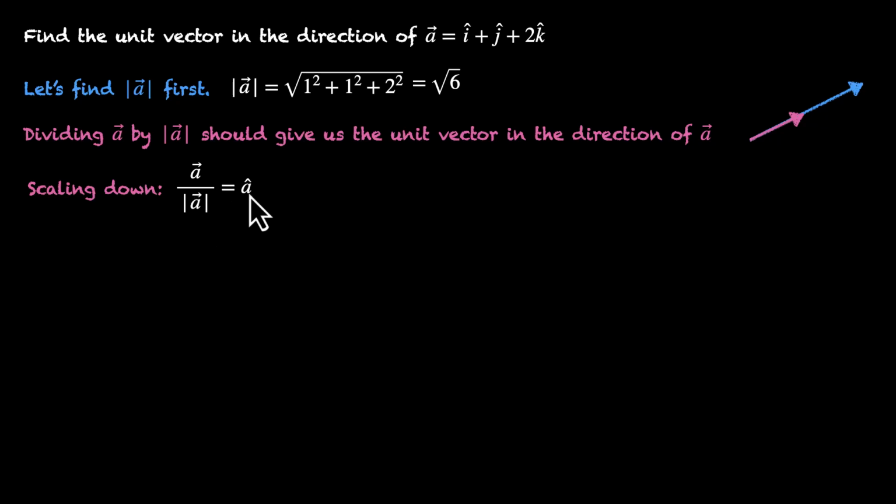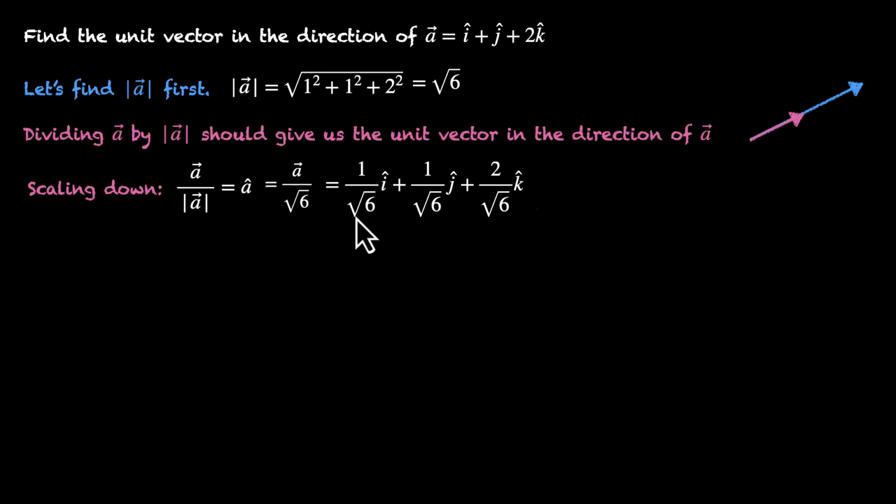And we can write this as a cap. Anything with a cap over it means we're talking about a unit vector. So a cap is going to be a vector, which is i cap plus j cap plus 2k cap divided by root 6. So if we divide this vector by root 6, we're dividing all the components by root 6. So this vector that we're trying to find is 1 by root 6 i cap plus 1 by root 6 j cap plus 2 by root 6 k cap.